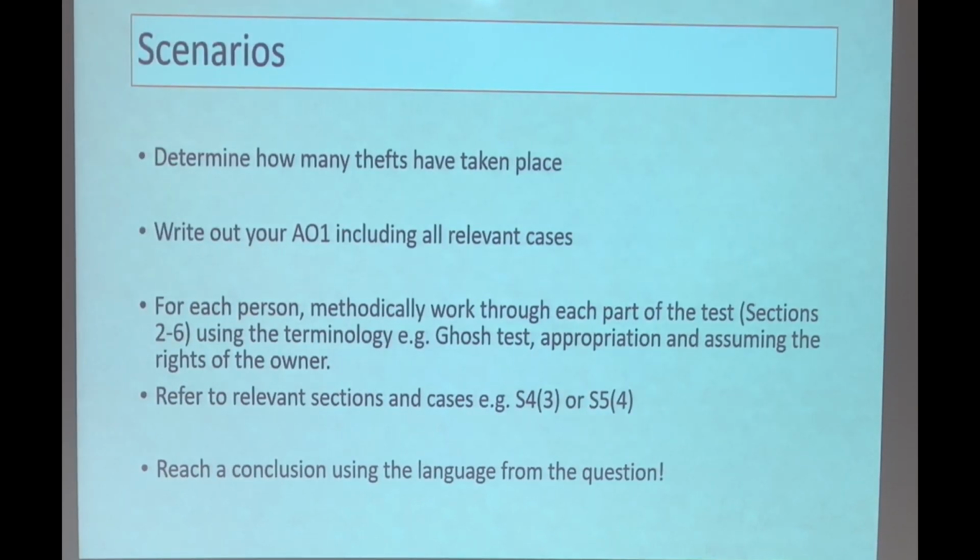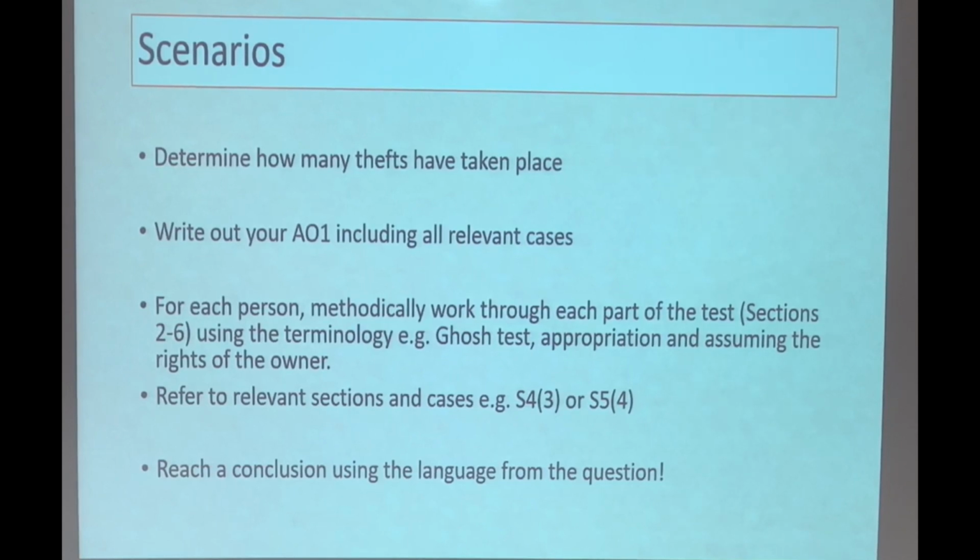In terms of scenarios, let's pick the order of how to do this. Obviously, you've got to determine how many thefts have taken place. What you then want to do is write out your AO1, including all relevant cases. And then for each person where you've identified there's been a theft, you want to methodically work through each part of the test, so sections 2 to 6, using the terminology. So, mention the GOSH test, use the word appropriation, assuming the rights of the owner, use the term property, and refer to relevant sections and cases where possible.